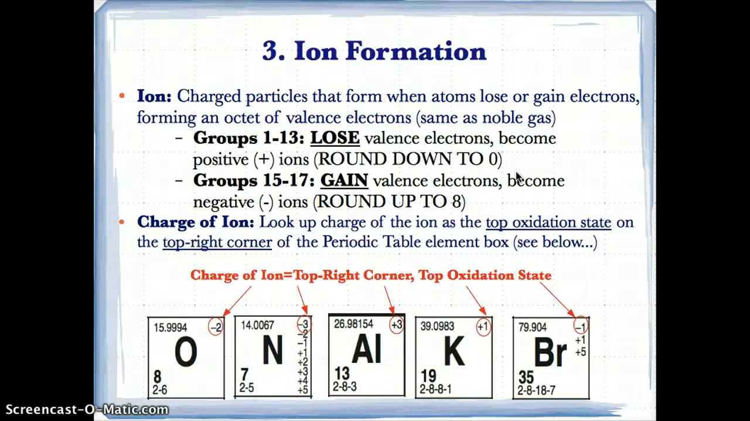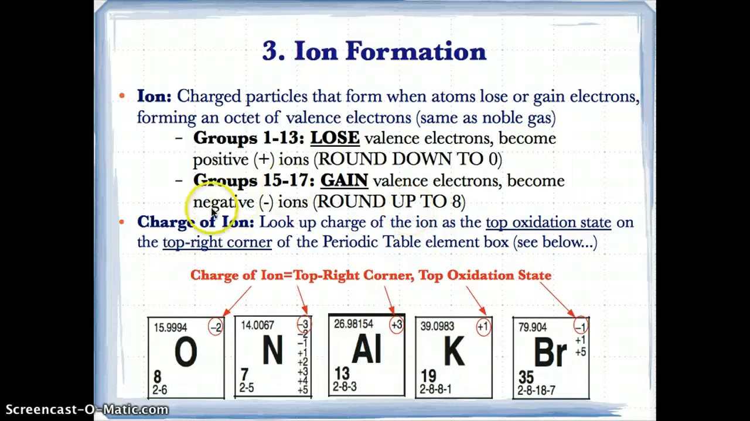All right, groups 15 through 17, on the other hand, which are columns labeled 15 through 17, will gain valence electrons and become negative ions. Because you can think of it as rounding up to 8. They're already so close to group 18 that they just gain the valence electrons and they will become negative ions as a result because they're gaining electrons. All right, so just remember groups 1 through 13 lose valence electrons and become positive ions, whereas groups 15 to 17 gain valence electrons and become negative ions.